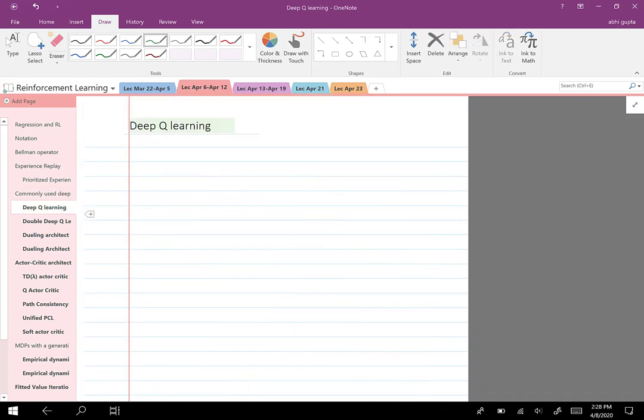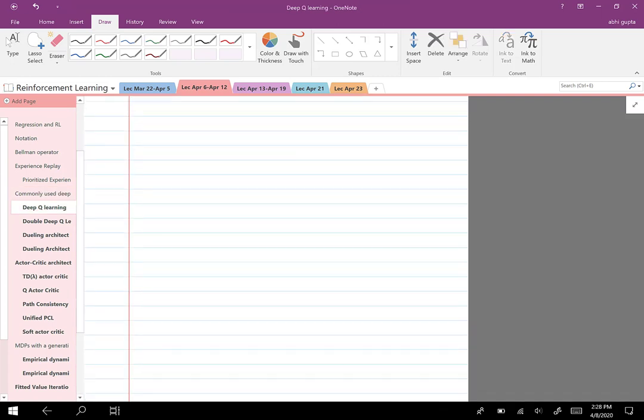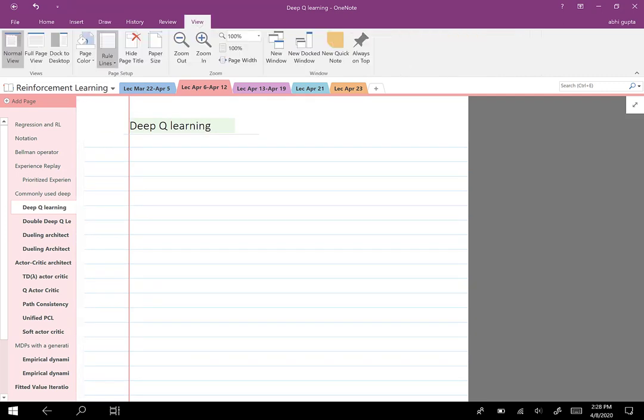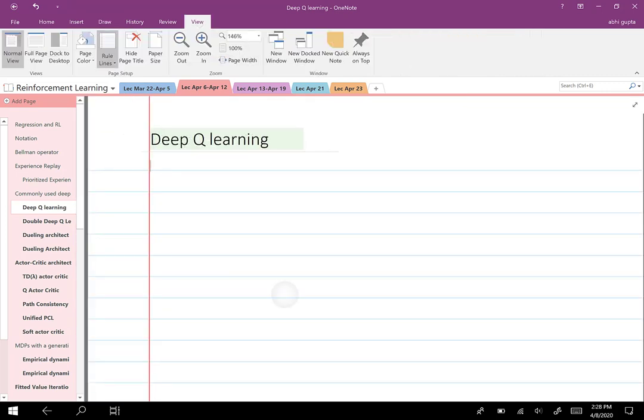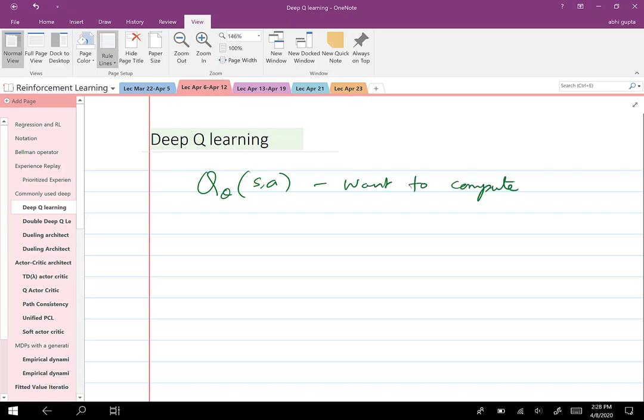So let's look at one of the simplest ones, which is deep Q learning. In the deep Q learning algorithm, your Q function is a function of theta, and of course it's S, A, and this is what you want to compute. So how do you compute it? Well, you get some sample.